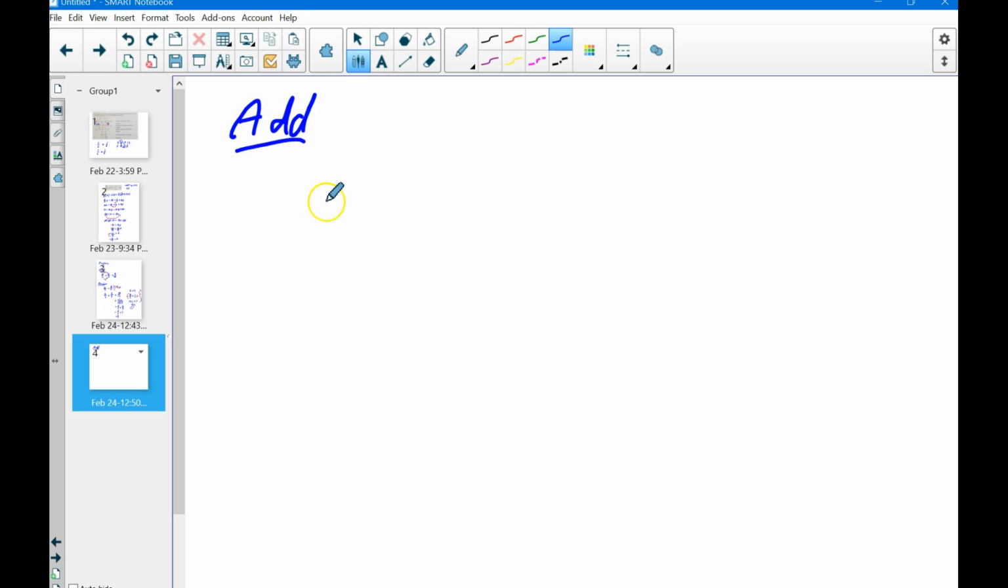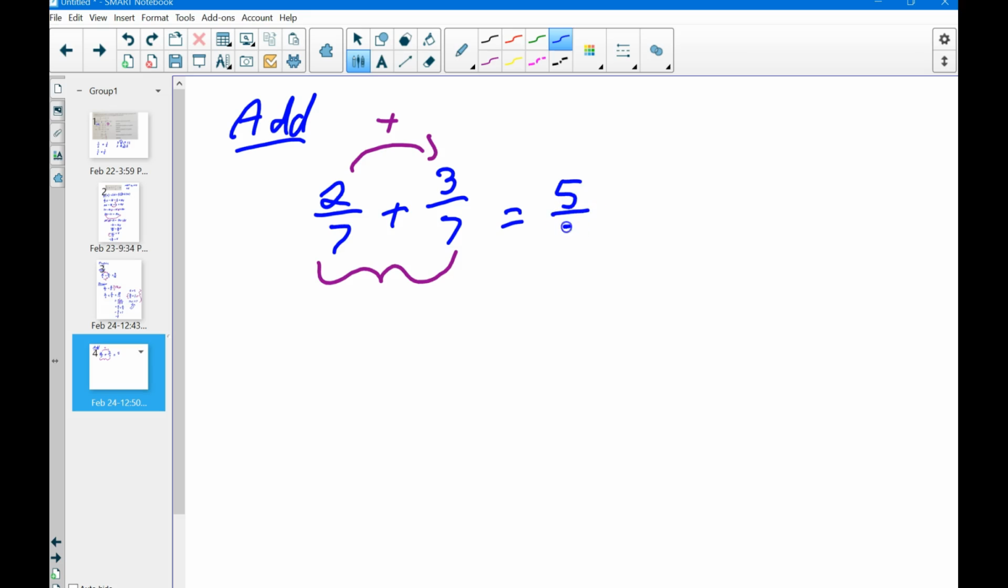So if I have something like this, I have 2 over 7 plus 3 over 7. And when the denominators are the same, I just add the top. So add the top, 2 plus 3 gives me 5 over 7. Oh, that was very challenging. I don't know how I managed like that when I was in high school.